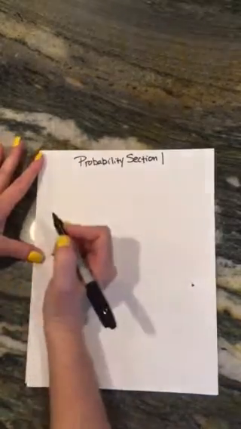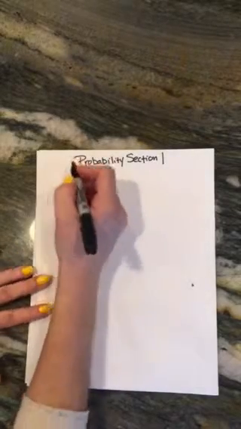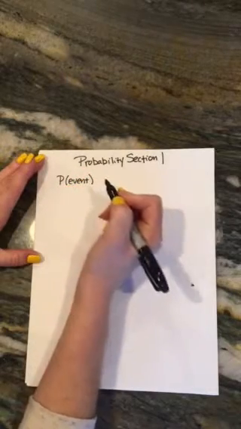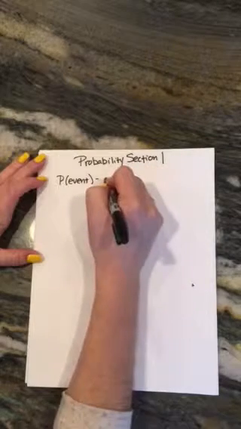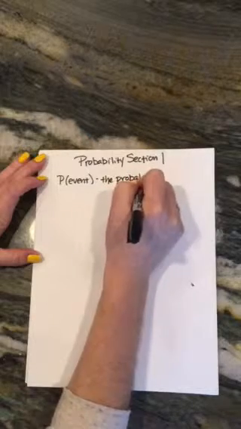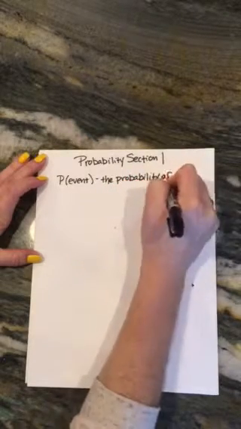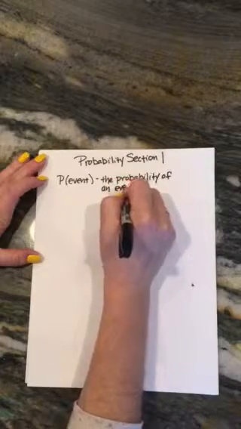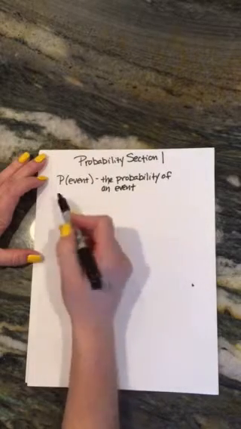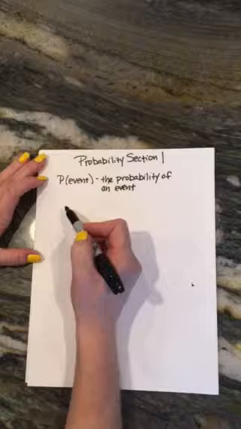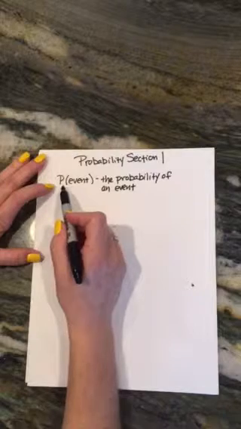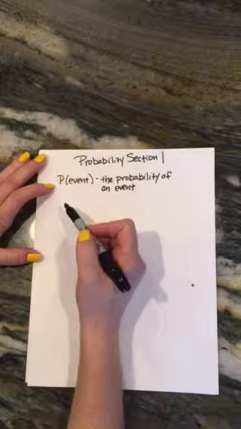So here's some notation that you're going to need to be aware of. You'll see something like P parenthesis event. That means simply the probability of an event. It's not always going to say event, obviously. It could be the probability of heads, or the probability of tails, or the probability of a red queen. But it's going to be the probability of some event. And we're going to find out the probability, so how likely it is to occur.